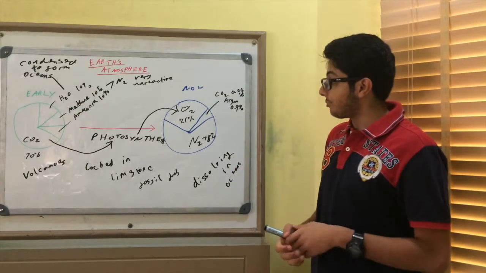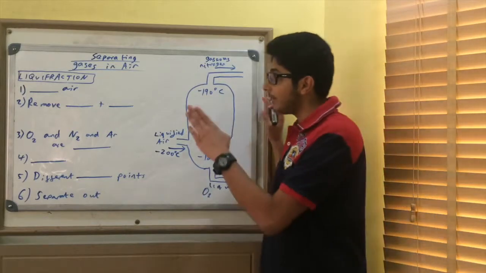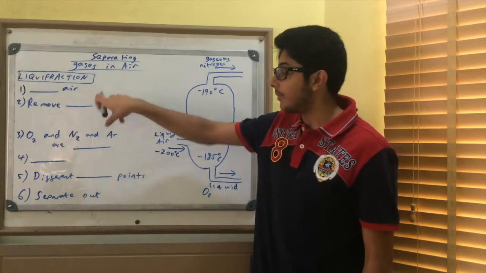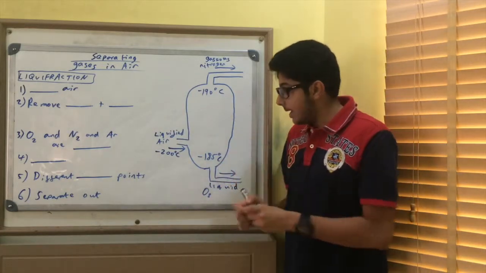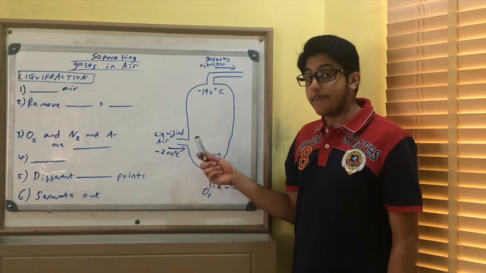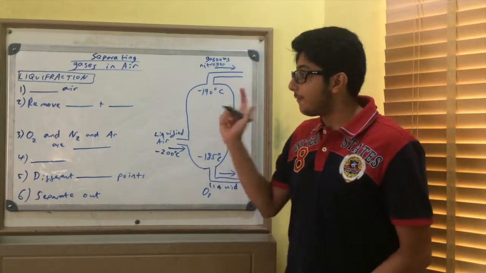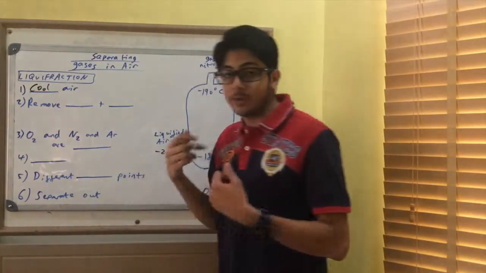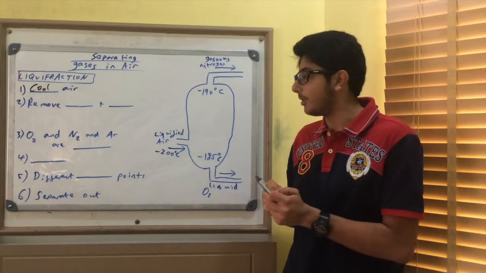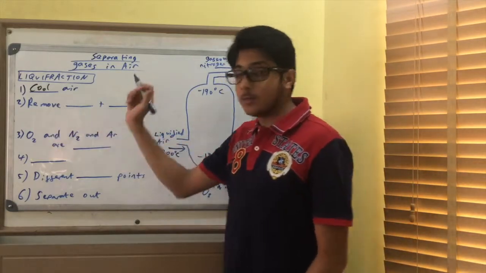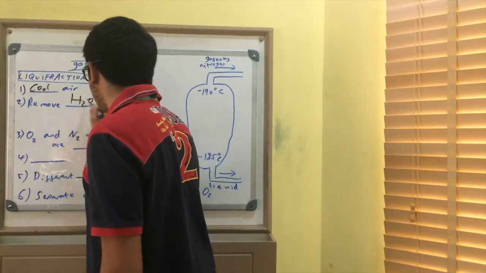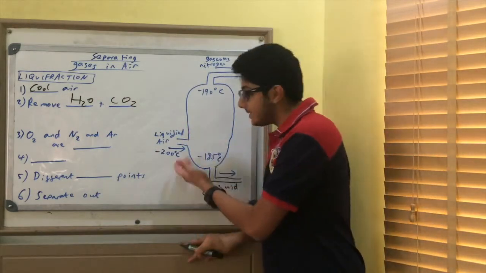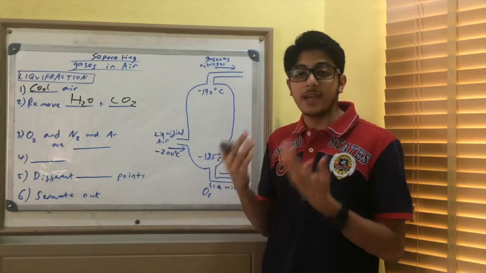And yeah, okay. So how do we separate gases in the air? By a process called the liquefaction of air. Here we have a fractionating column, and liquefied air is put in at minus 200 degrees Celsius. So the first thing we do is we cool the air until it becomes liquefied, a liquid. But then we have to remove water, and we have to remove carbon dioxide. Why do we have to remove them? Because at these temperatures, they will be solid, because they have frozen.